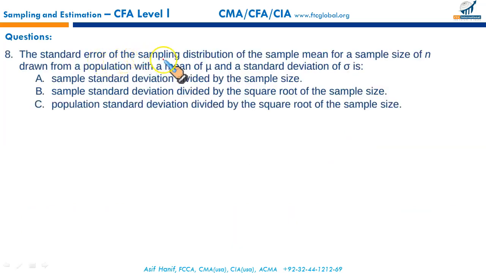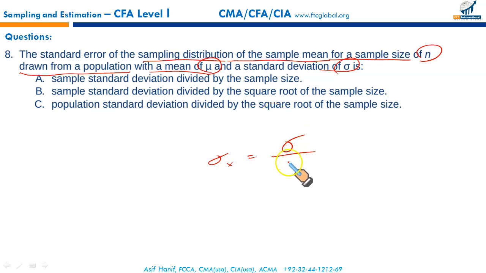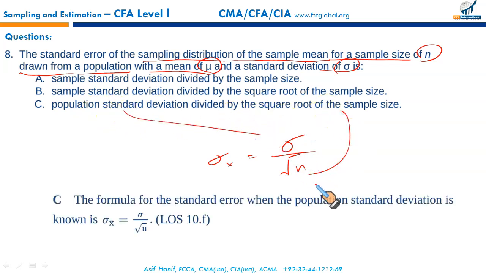Okay, the standard error of the sampling distribution of a sample mean for a sample size n drawn from a population with a mean mu and a standard deviation sigma. Now that's fairly straightforward. We need the standard error of the sample when we have been given the standard deviation of the whole population divided by the square root of the sample size. We've just done this a little while ago. So this would mean population standard deviation divided by the square root of the sample size. That is C. He's emphasizing this because this is the basis of your next readings where you'll be calculating the confidence intervals. All right, next.